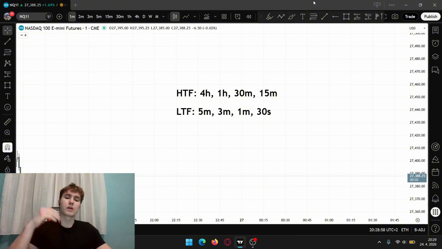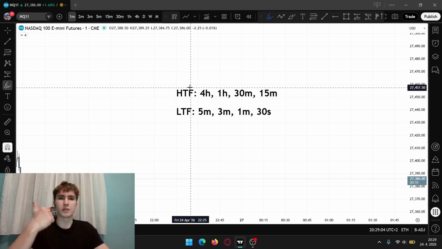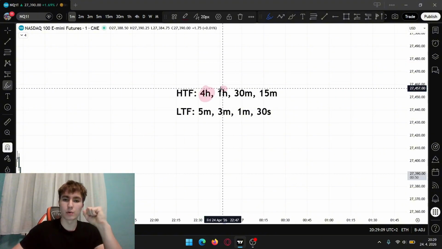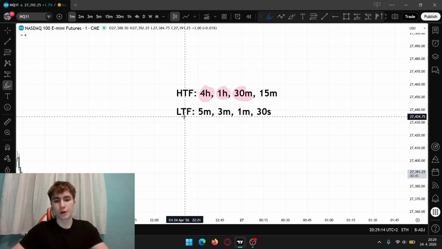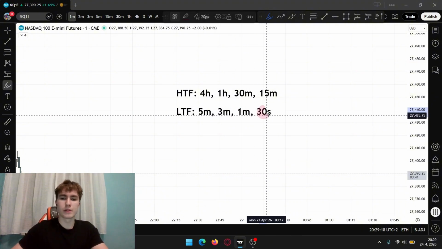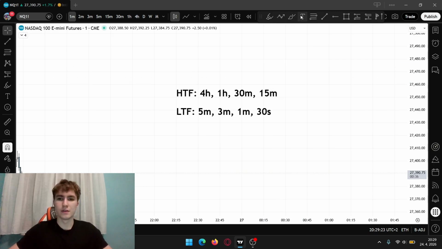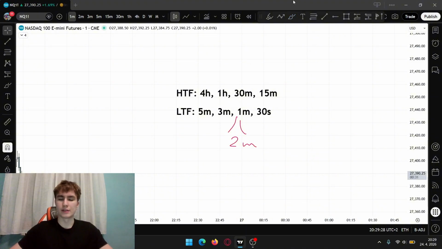Also, a quick note, I was talking about some higher and lower time frames, and I want to actually show you what I mean. The high time frame, where I will look for liquidity and fair value gaps, the manipulation happening, is on the 4 hour, 1 hour, 30 minute and 15 minute. And where I look for my entry model is the lower time frame, and that is the 5 minute, 3 minute, 1 minute, and 30 second. These are all the time frames I use. I sometimes use the 2 minute time frame. So yeah, just a quick note so you can understand what I'm saying.